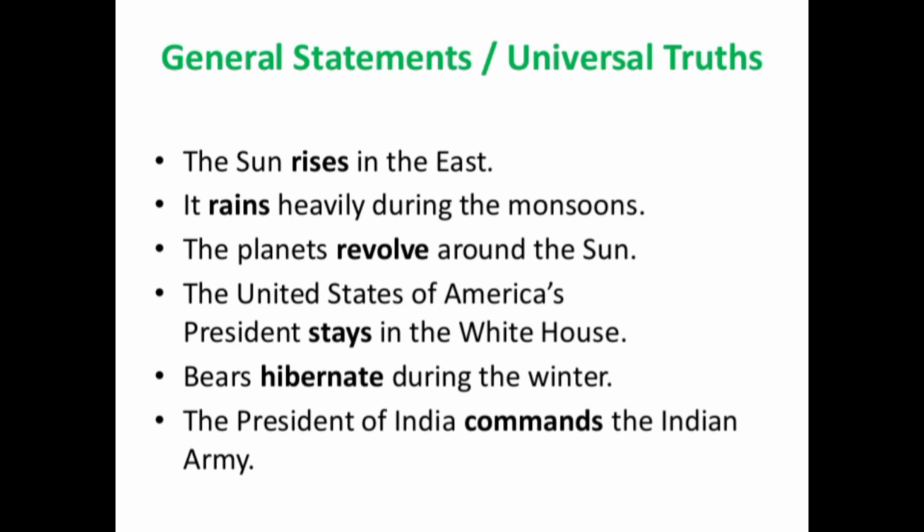When we are going to tell universal truths, we should use simple present tense. The sun rises in the east. It rains heavily during the monsoon. See, during the monsoon it usually rains, it occurs every year. That's why we use simple present tense. The planets revolve around the sun. These are universal truths. There is no change that takes place in the planets. So when we are going to tell universal truths, we should use simple present tense. The planets revolve around the sun.